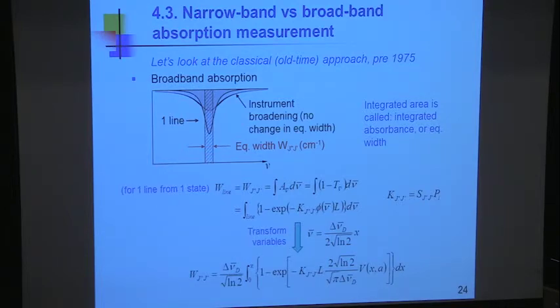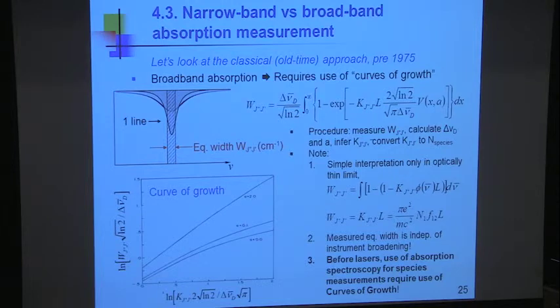But because of the influence of the Voigt function, the impact of the instrument broadening, people started plotting tables that look like this. They're called curves of growth. This is all historical. You would probably never have to do this.